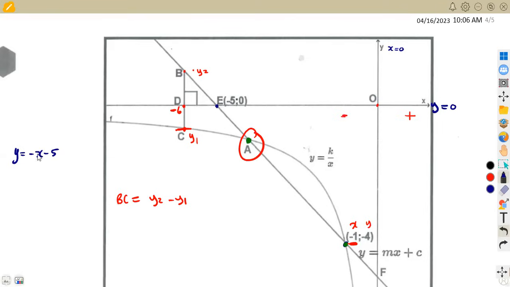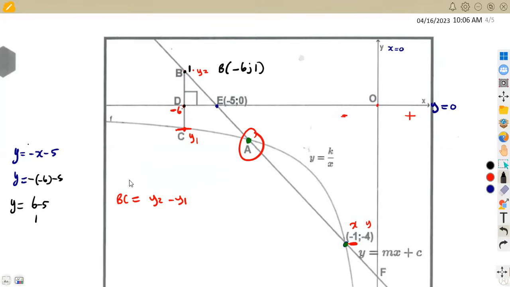At the point x = -6, what is the value of y? Because point B lies on the straight line where x is -6, it is going to be -(-6) - 5, which is +6 - 5, which is 1. So at this point B, the value of y is 1, or we are saying the point B is given as x = -6, y = 1.